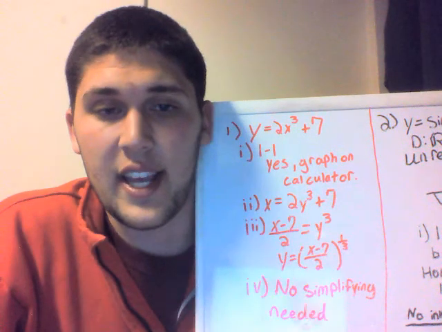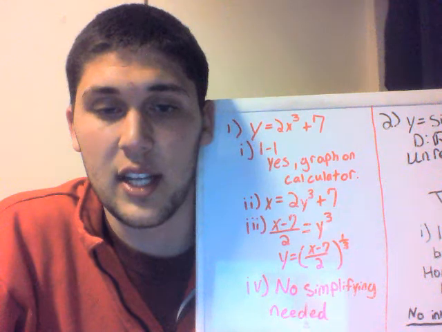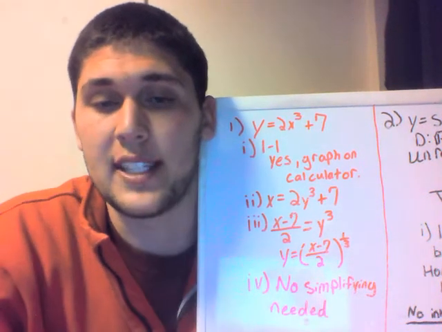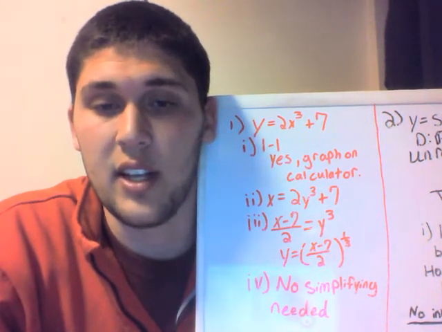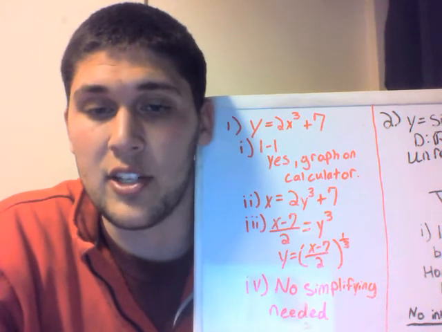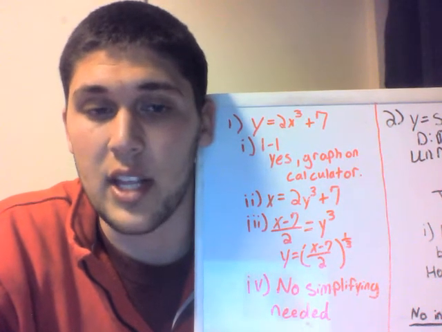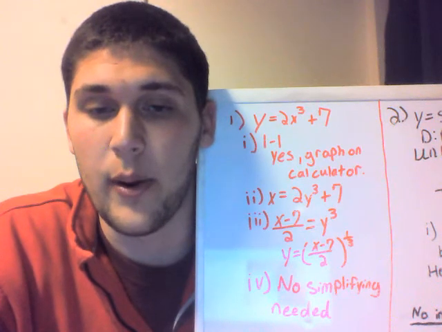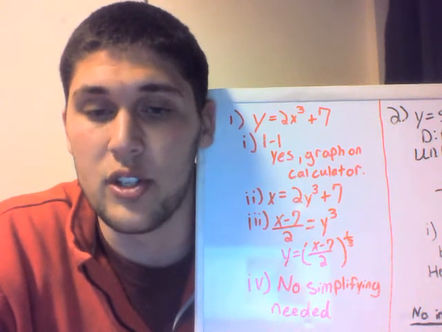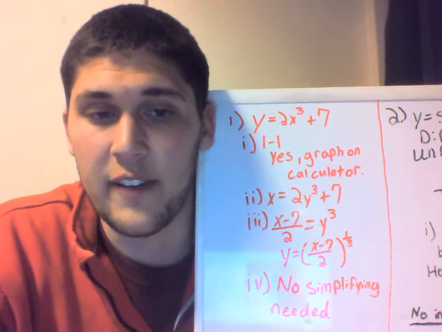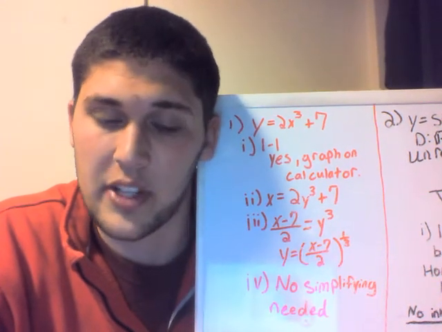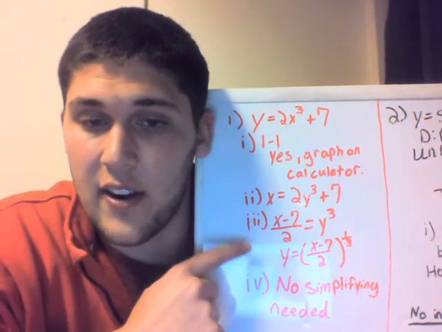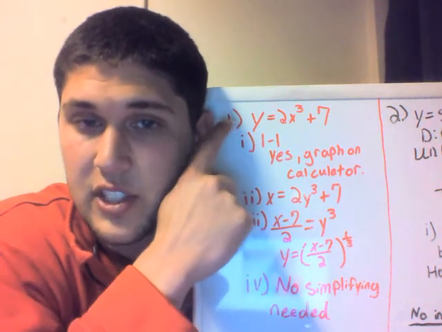And so the next step is to switch the x's and to switch the y's. So we make that x equals 2y cubed plus 7. Subtract by 7 and divide by 2, and that equals y cubed. And then you raise each side to the 1/3 power, and that equals (x minus 7 over 2) to the 1/3. You can simplify from there, but for this class, this is perfectly okay. And this right here is the actual inverse of this function.